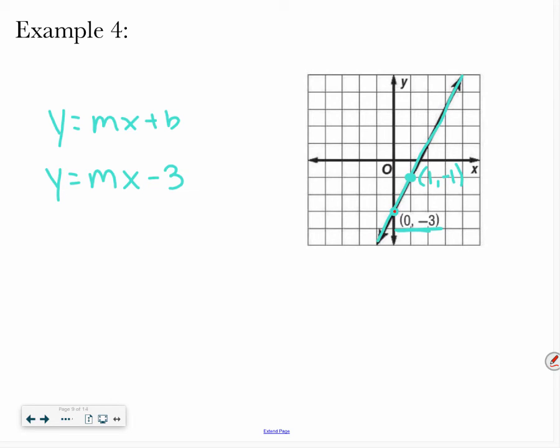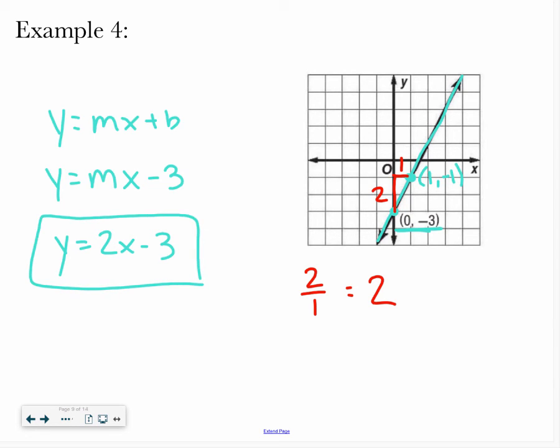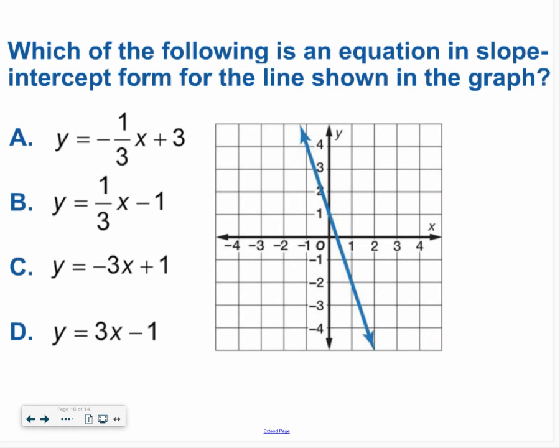Well, I can count. I can say I have to go up 2 over 1. So up 2 is positive 2. Right on the number line is a positive 1. So that's 2 over 1, or just a slope of 2. So then I can plug that in, and I get y equals 2x minus 3 as my final answer. Go ahead and try the next one on your own. Hopefully you decided that the equation is y equals negative 3x plus 1. If you have questions, be sure to ask.